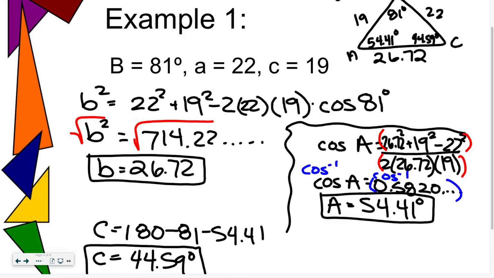Inverse cosine, because the cosine of A is equal to that decimal. So I need to break into that using the inverse.